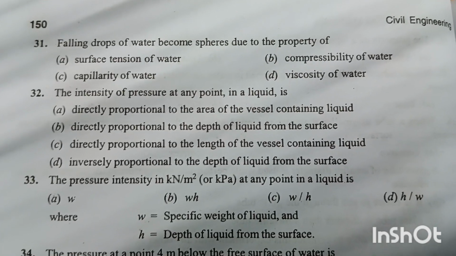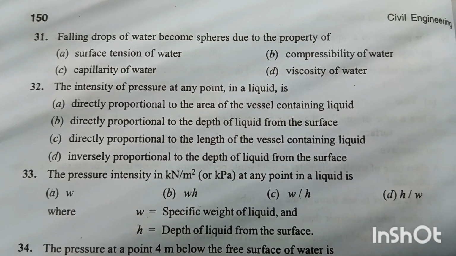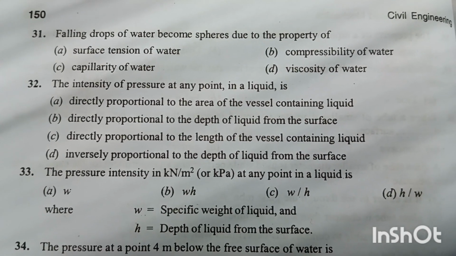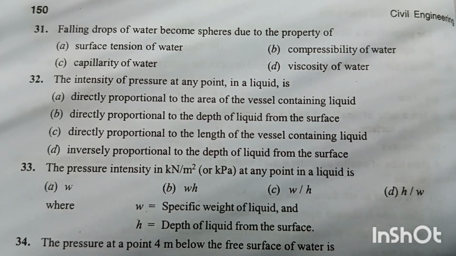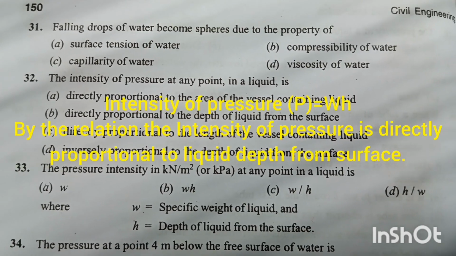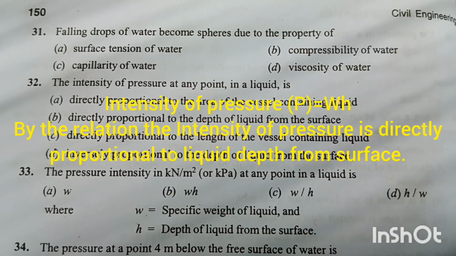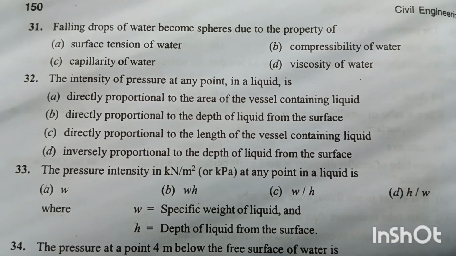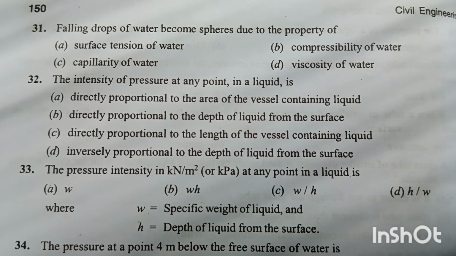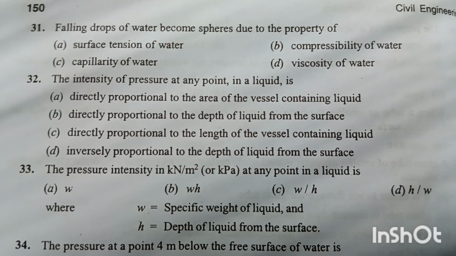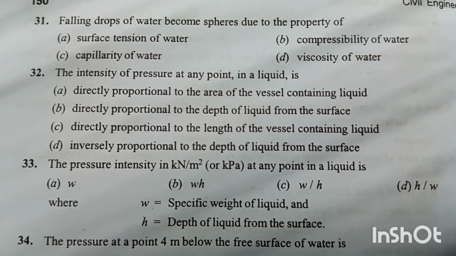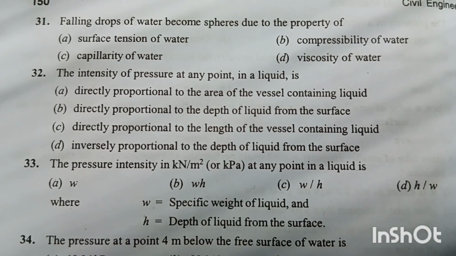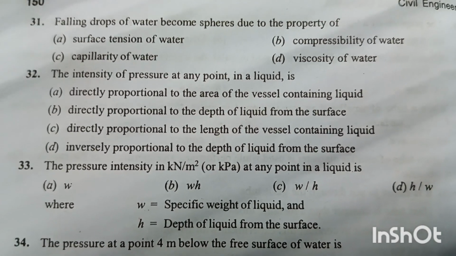Question number 32. The intensity of pressure at any point in a liquid is directly proportional to the depth of the liquid from the surface. Option B is right answer, because the formula for intensity of pressure P is equal to w into h. w is the specific weight of the liquid and h is the depth of the liquid from the surface. So intensity of pressure is directly proportional to the depth of the liquid from the surface.